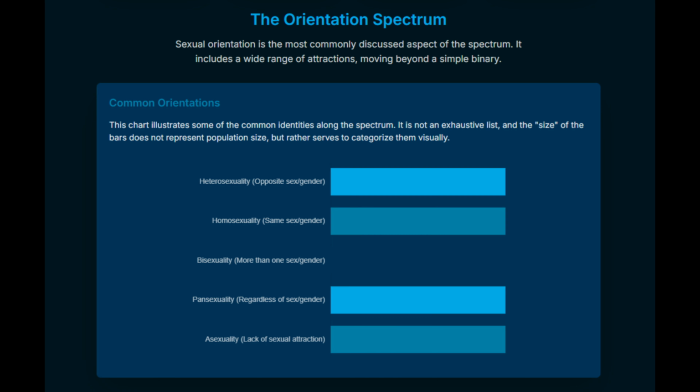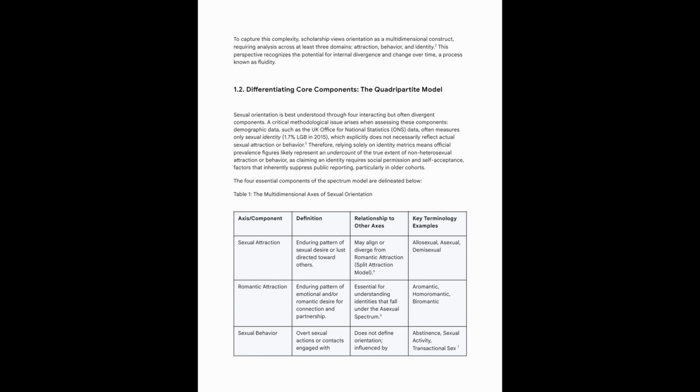Okay, so to start digging into that complexity, our sources kept bringing up this quadripartite model, four parts. Basically, orientation isn't a single track. It operates on four different axes, and they can diverge. You've got sexual attraction, who you desire, then romantic attraction, who you want that deep emotional bond with. Right. Different things. Third is sexual behavior, your actual actions. And fourth, sexual identity, so the label you choose.